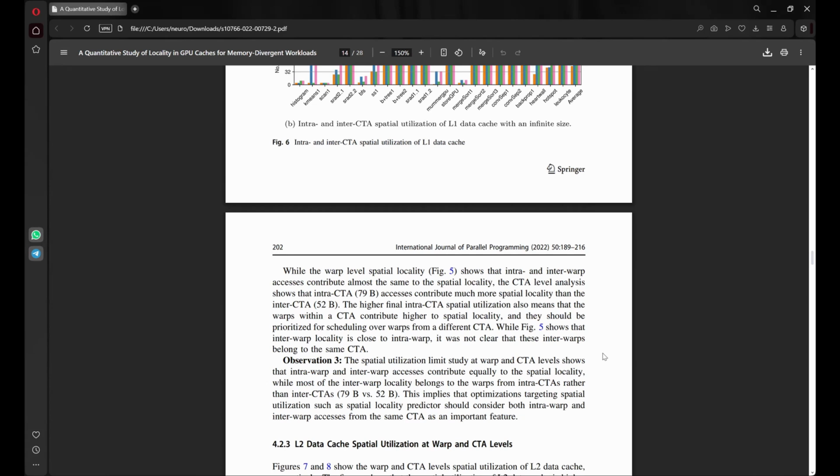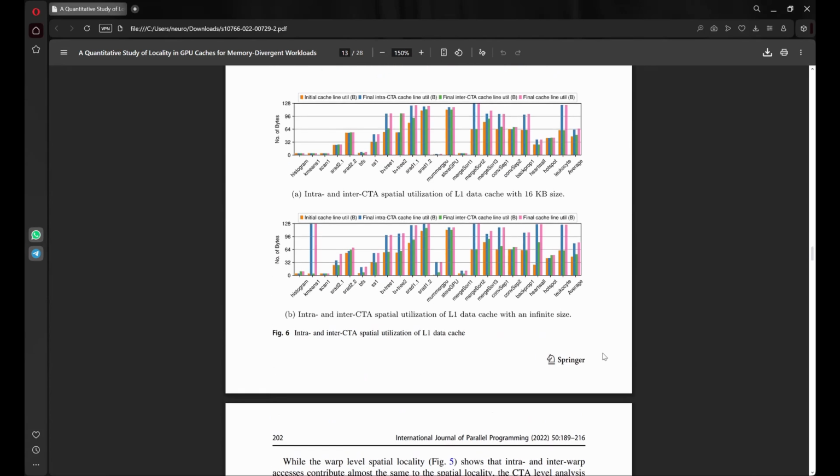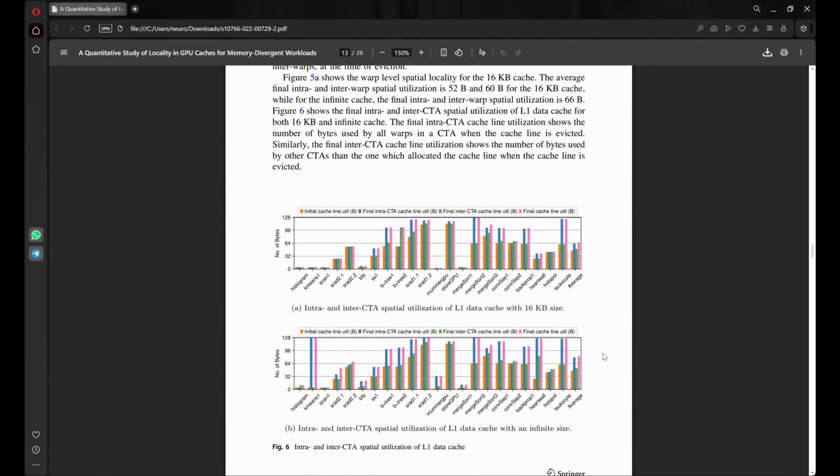While most of the inter-warp locality, I'll get to the CTA part, but you would expect that there should be some discrepancy between the intra and inter-warp utilization. But what the study shows is that there's no real difference. The spatial utilization is the same. So you're not really going to gain much out of optimizing for intra or inter-warp spatial utilization.